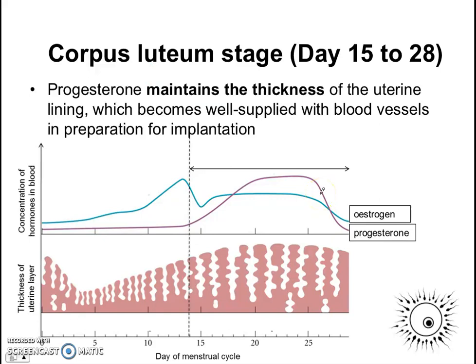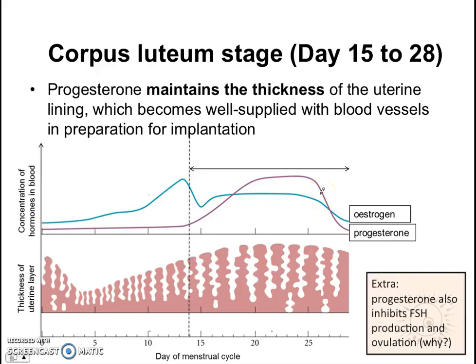And the extra point, for those who are interested, is that high levels of progesterone also inhibit FSH and also inhibit ovulation. Now this is important because ovulation has already taken place, right? So we don't want more follicles developing and we don't want more ovulation, because we already have one egg coming into the fallopian tube and the uterus.